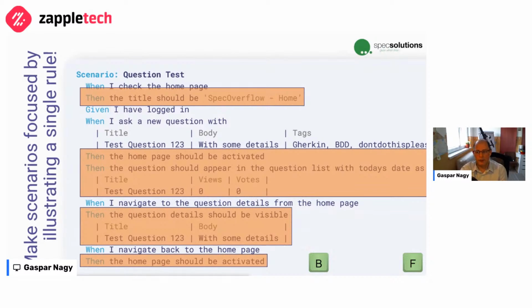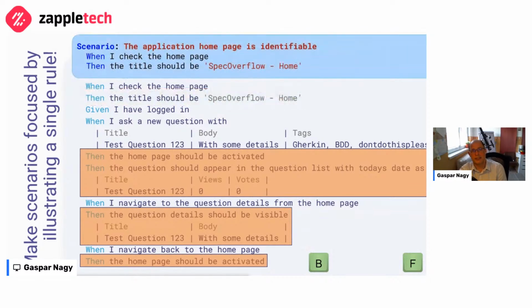So we would probably need to go back to the product owner or the business analyst and ask them, okay, I see that we are verifying whether the title is this and this, but why was that important? What was the rule behind that we wanted to figure out? And hopefully, with a lot of sweat and tears, we would realize that what we really wanted to verify is that the application homepage should be identifiable. That's why we wanted to have this verification there.